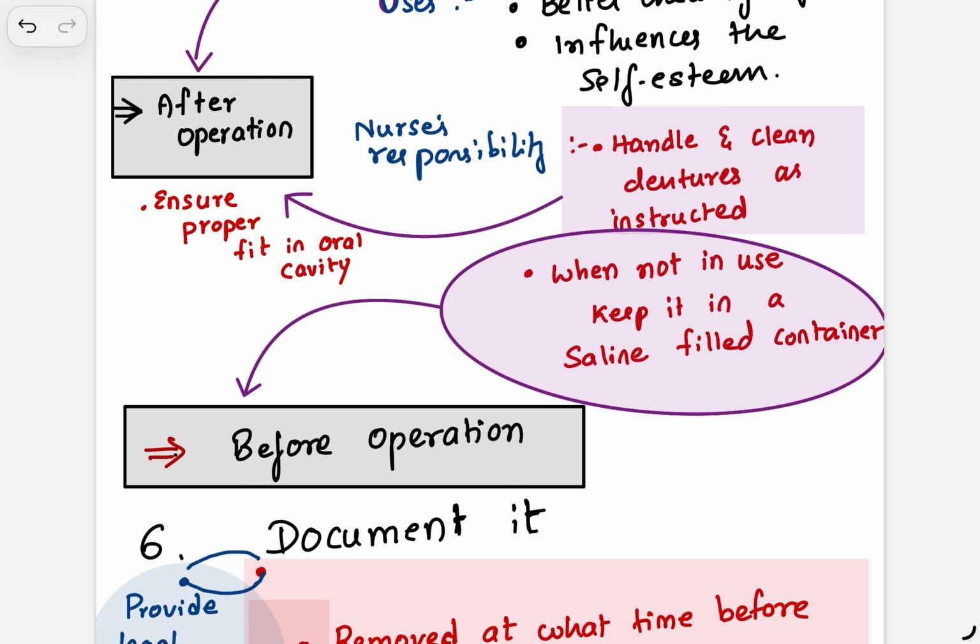Sir, where will it be done? It will be done in almost all oral surgery patients, especially in geriatric hospitals. That means old age hospitals. For them, they will do this. Clear? And when not in use, keep it in a container filled with saline. And this should be temporary, not permanent.